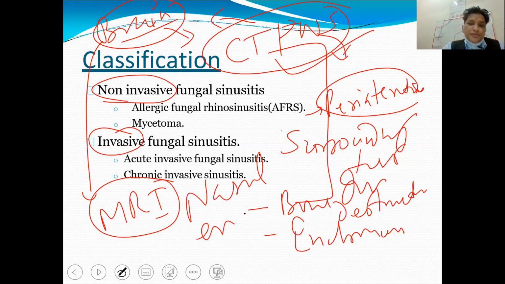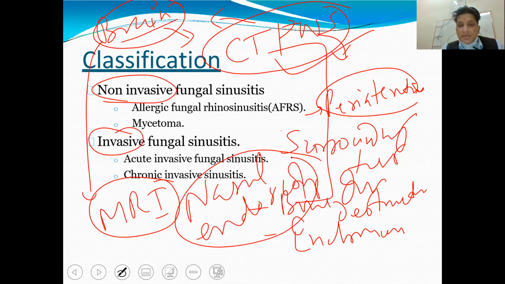So apart from doing a comprehensive, good endoscopy, you can also take some assistance in the form of a CT scan PNS in order to clearly delineate or determine what kind of pathology is there, what kind of obliteration of the sinuses it has done, what kind of bone destruction it has done, and the surrounding structures are also well delineated in case of a CT scan.